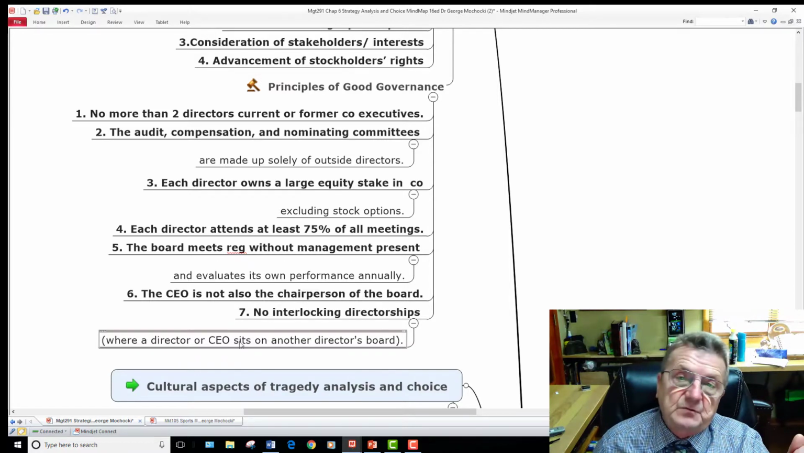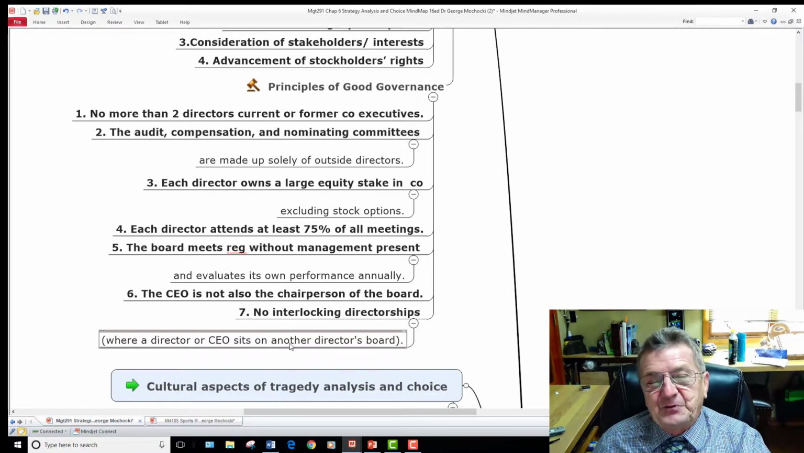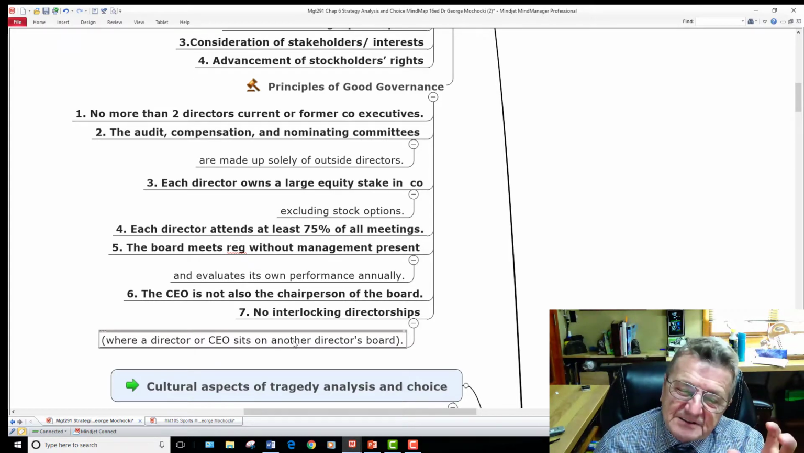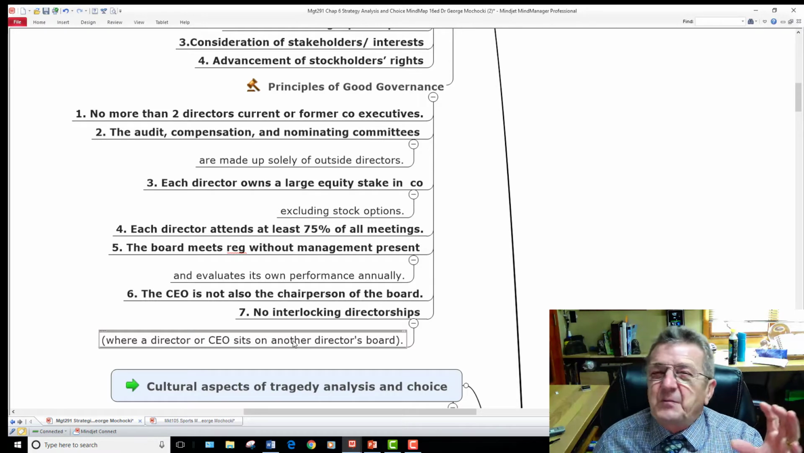Where a director or CEO sits on another director's board. My competition sits on my board. That's not really good. Which one does he want? Or is another company, a supplier, on the same board? You've got a conflict of interest.